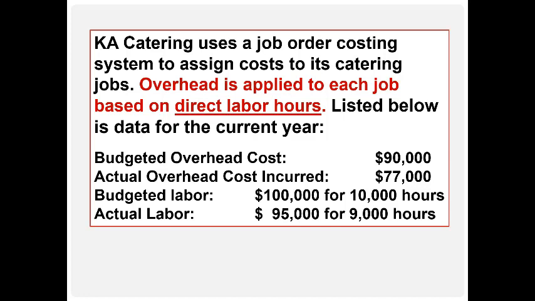Budgeted overhead cost, $90,000. Actual overhead cost incurred, $77,000. Budgeted labor, $100,000 for 10,000 hours. Actual labor, $95,000 for 9,000 hours. So you can see that we know both what we thought would happen and what did actually happen in this problem.